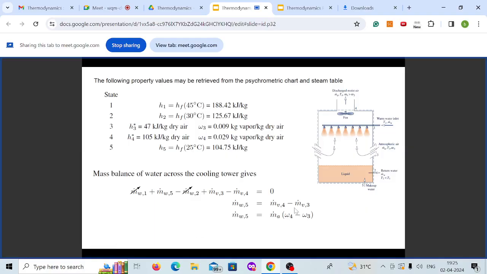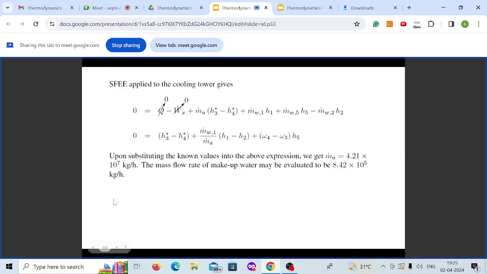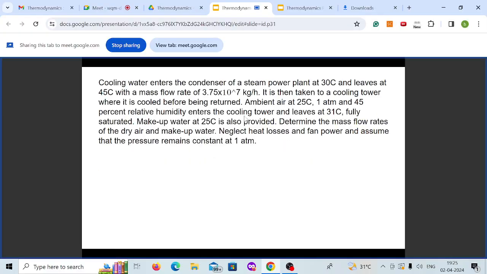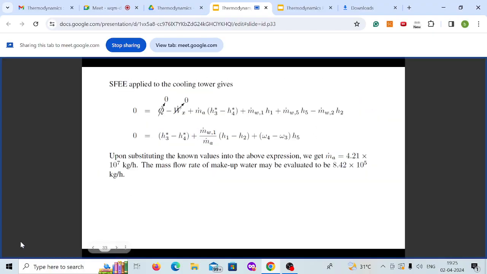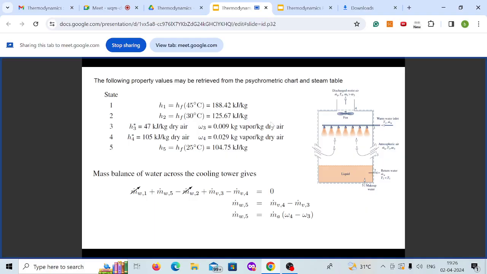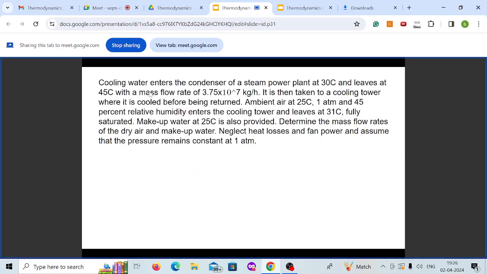And using the previous expression for makeup water and substituting, we will find that the makeup water required is 8.42 times 10 to the power 5 kg per hour. So you see, the mass of water which is cooled is 3.75 times 10 to the power 7, and during the process 8.42 times 10 to the power 5 kg per hour of water is taken away by the air in the process of cooling it from 45 to 30 degrees Celsius.